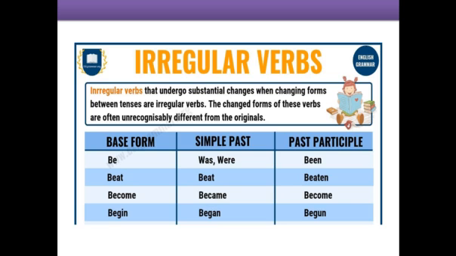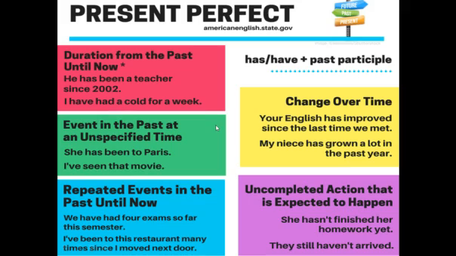Some more irregular verbs. This is the third column that you have to study, and notice how they are unrecognizably different from the base form: be, been, beat, beaten, and so on.